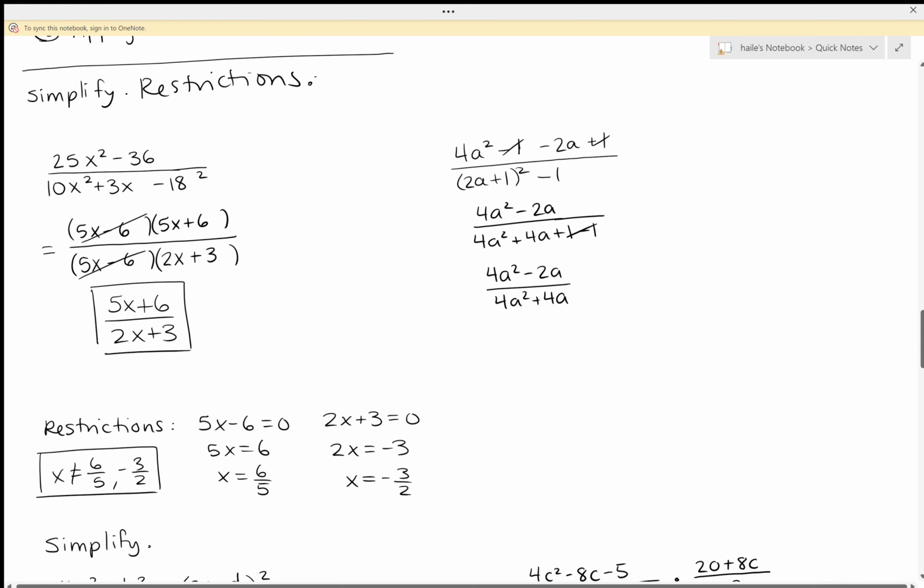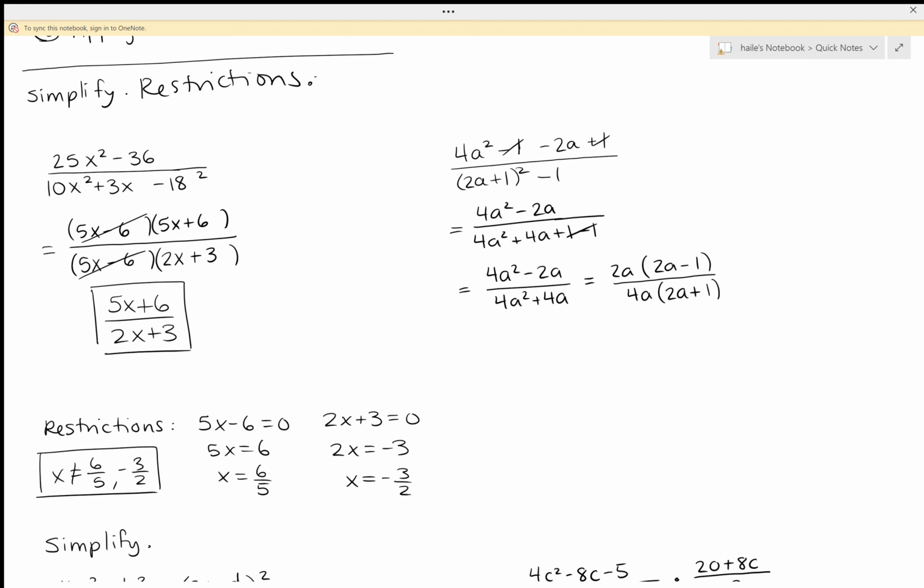All right, so let's go ahead and put this in fully factored form. The best I can do on these is just factor out a greatest common factor. So I factor out the common factor of 2a on the top, and I'm left with 2a minus 1. And on the bottom, I have 4a as my common factor, and I'm left with 2a plus 1.